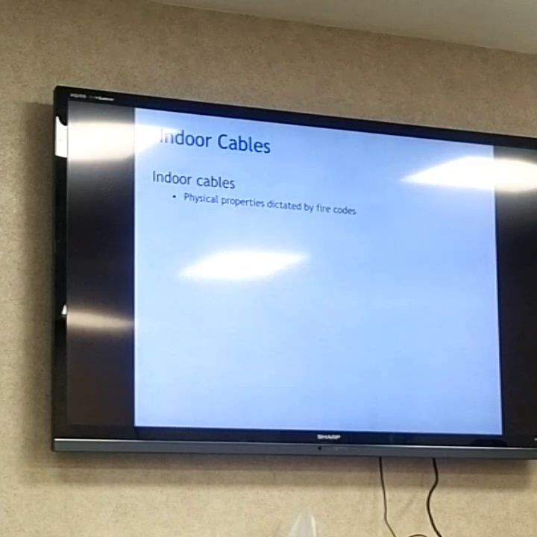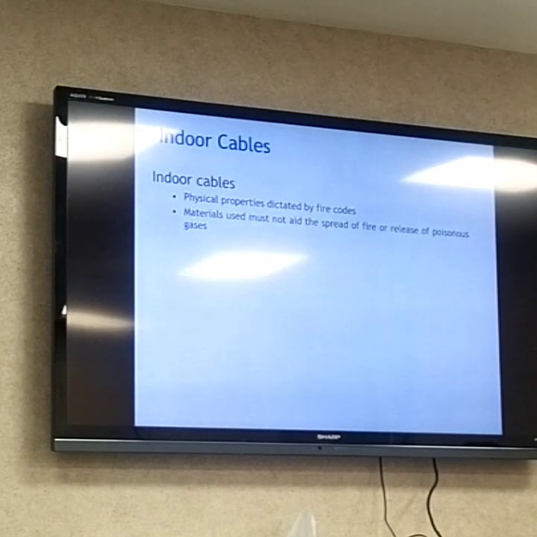Indoor cables, physical properties dictated by fire codes. Of course, indoor cables must be fire rated. So sometimes you have to check the fire defense, the civil defense requirement. They are accepting FB200, I'm sure. The material used must not spread fire. Remember, it must be fire retardant at least. If not fire resistant, at least fire retardant. And it must also avoid releasing poisonous gases.